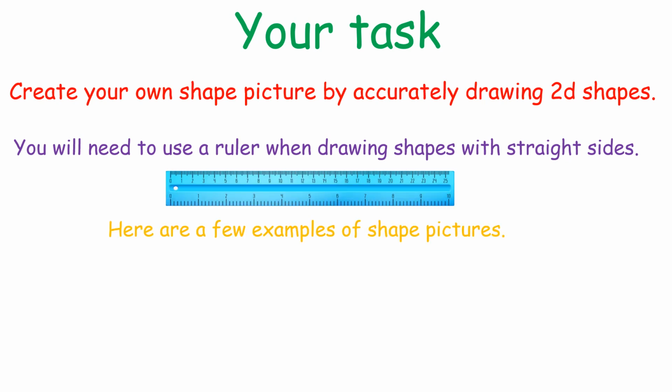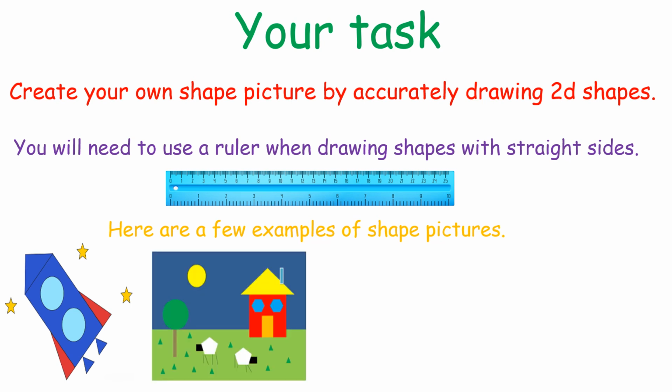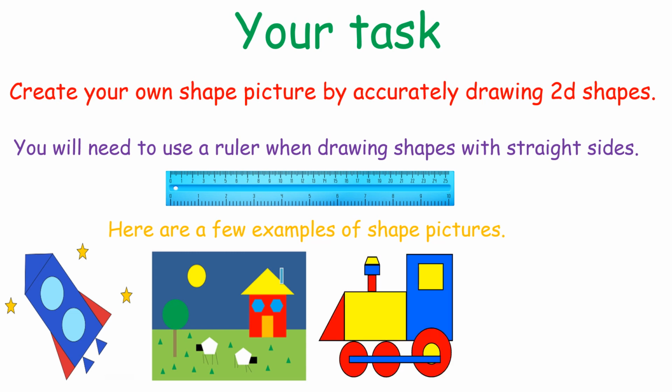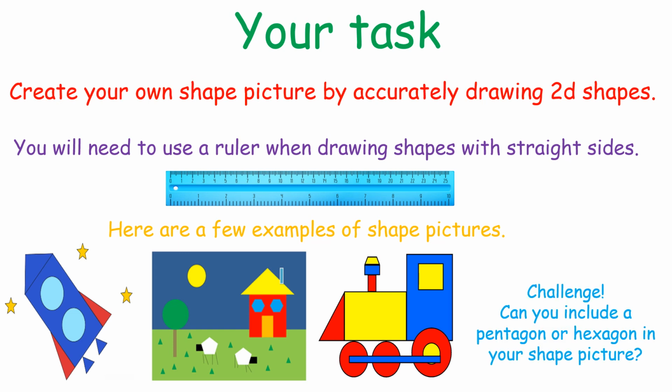Here are a few examples of shape pictures. You could make a rocket or a house just like we saw in the last slide, or even a train. Have a think and make a creative shape picture. And your challenge for today is I want to see if you can include a pentagon or a hexagon in your shape picture, as they are very tricky to draw.